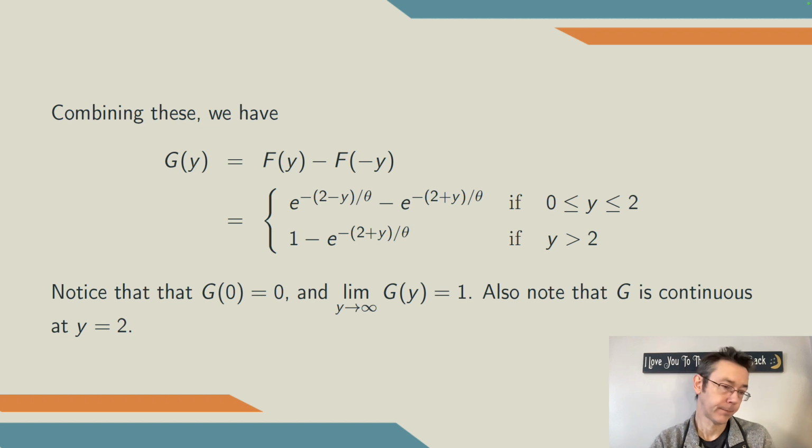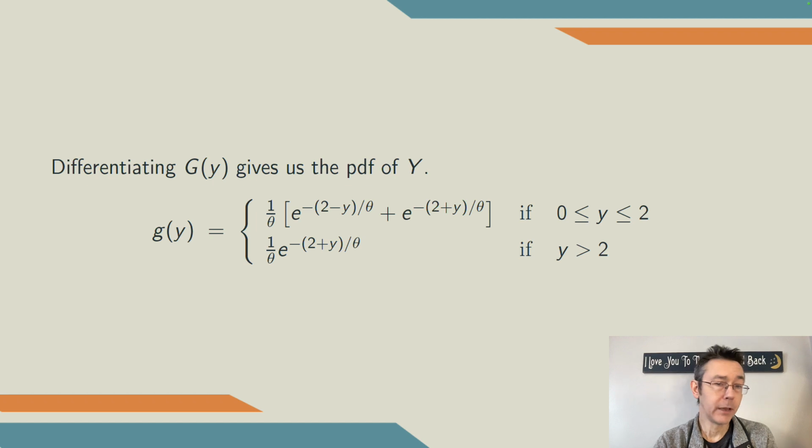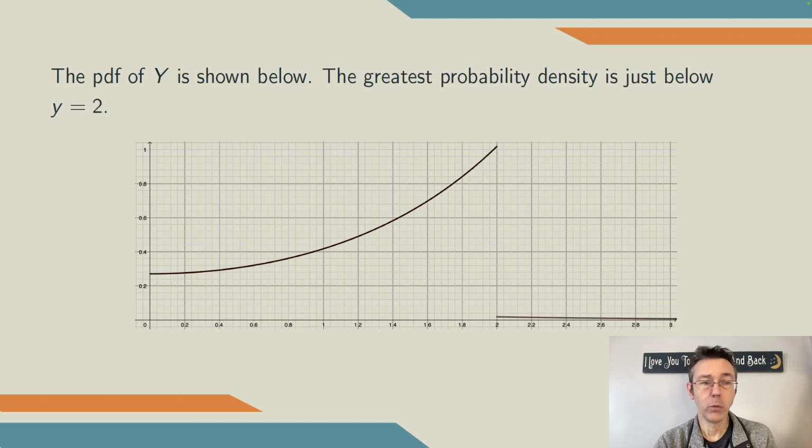It's quite a mouthful. You can confirm directly that G of 0 is 0, the limit as y goes to infinity of G of y is 1, and G of y is increasing. So it has all the properties of a cumulative distribution function, just like we would hope. Differentiating big G gives us the PDF of y, little g, and you can see it's written here. Here's the picture that we get if we were to sketch that. Interestingly, the greatest probability density is just below the value y equals 2.